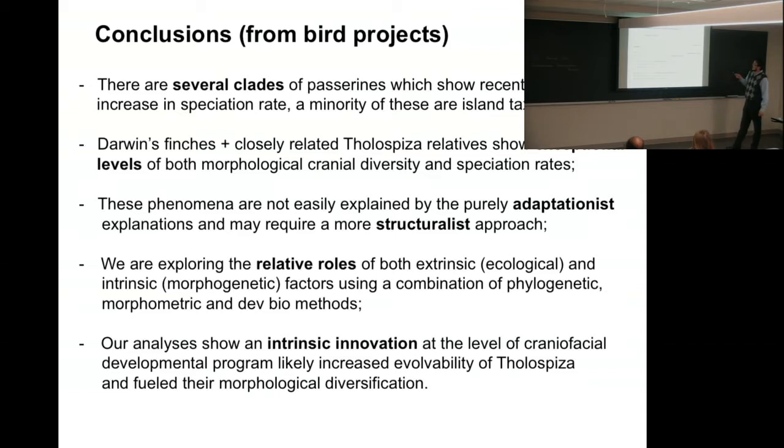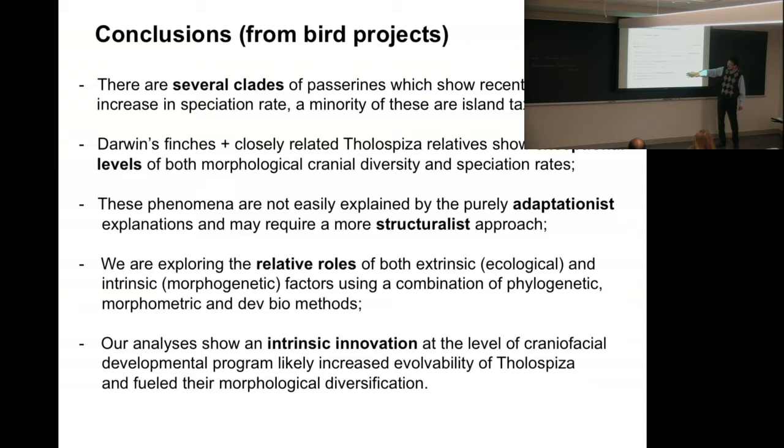A minority of these are island taxa. The Darwin's finches and close-related species, the relatives from the Caribbean, show exceptional levels of both morphological cranial diversity and speciation rates. And this phenomenon is not easily explained by pure adaptation explanations and may therefore require a more structuralist approach. We're now exploring the relative roles of both extrinsic, that is ecological, and intrinsic morphogenetic factors using a combination of phylogenetic, morphometric, and developmental biology methods.